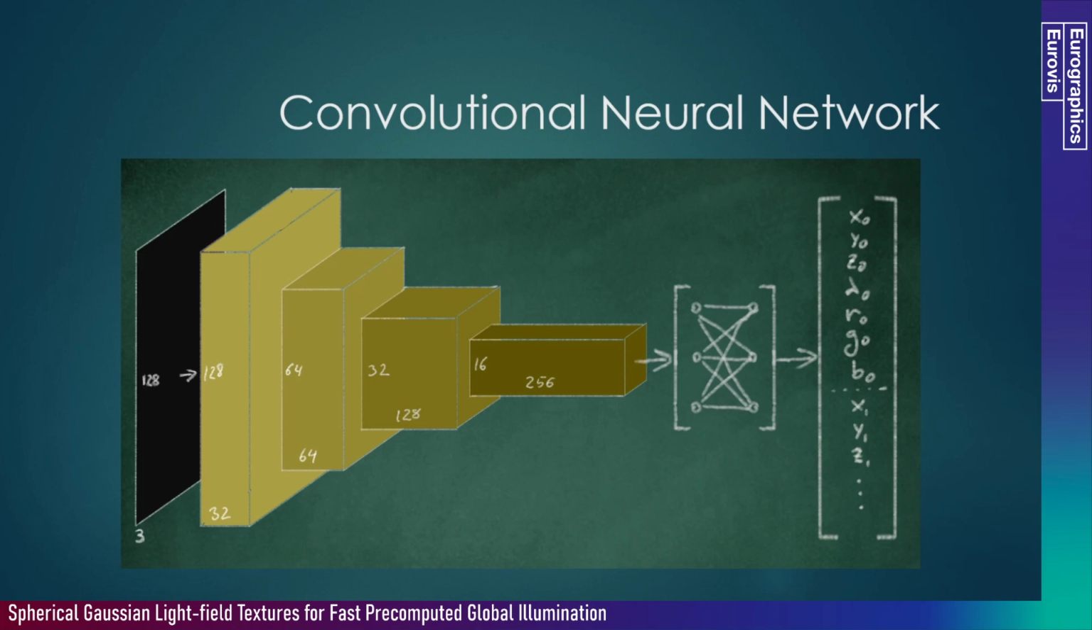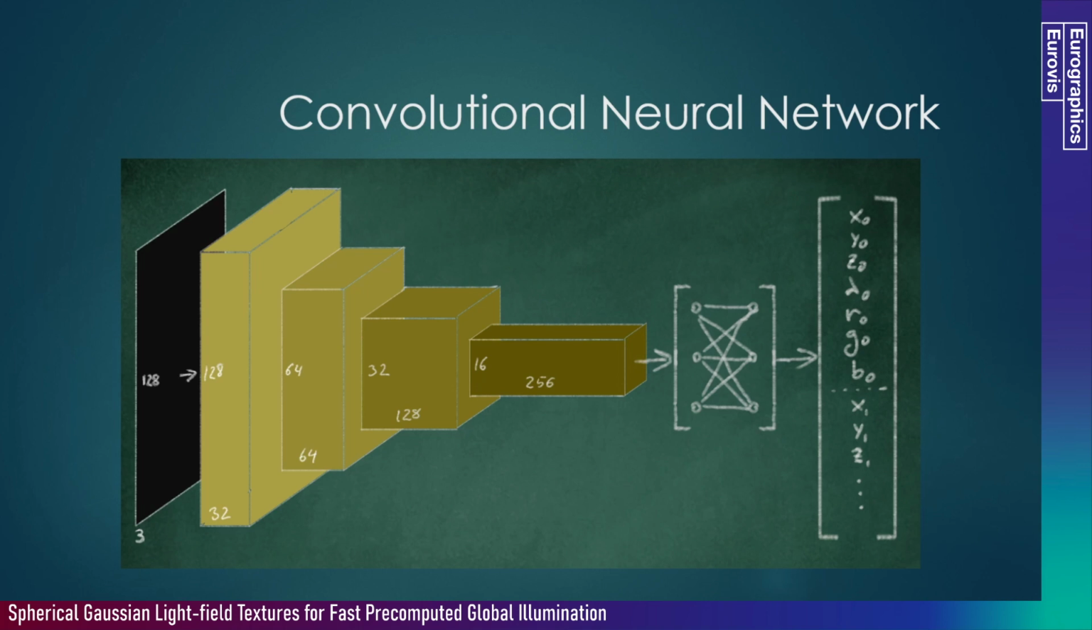This is an overview of the architecture for our network. It has several convolution layers that bring the input values from a 128 by 128 by 3 channels image to a 16 by 16 by 256 tensor. This is then passed through fully connected layers, and in the end, this outputs a number of parameters equal to 7 times the predefined number of Gaussians.